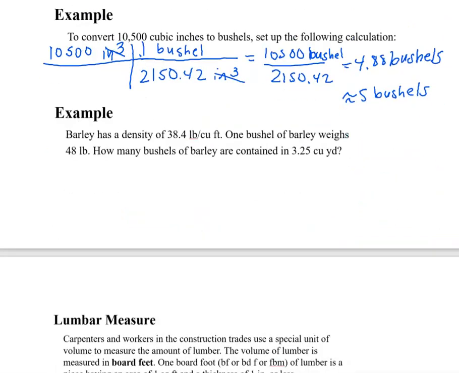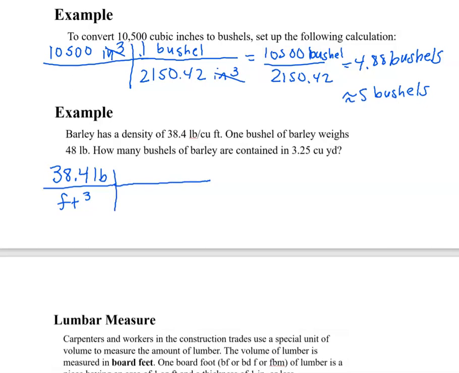Barley has a density of 38.4 pounds per cubic foot. So we're starting out with 38.4 pounds over feet cubed. 1 bushel of barley weighs 48 pounds. And we want our answer to be in yards or cubic yards. So we're starting out with feet cubed. We do know that 1 bushel of barley weighs 48 pounds.